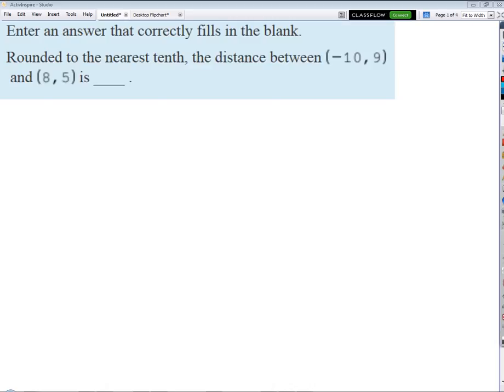There are some questions like this on the 1.3 assignment. You're going to get some more at the end of the chapter when we do our review, our study guide before the test. This is a big deal, something we do a lot in geometry, a lot in math. We have to be able to find distances.